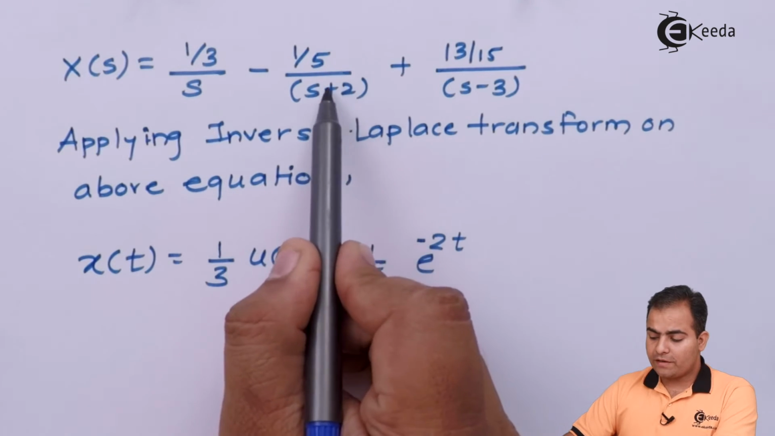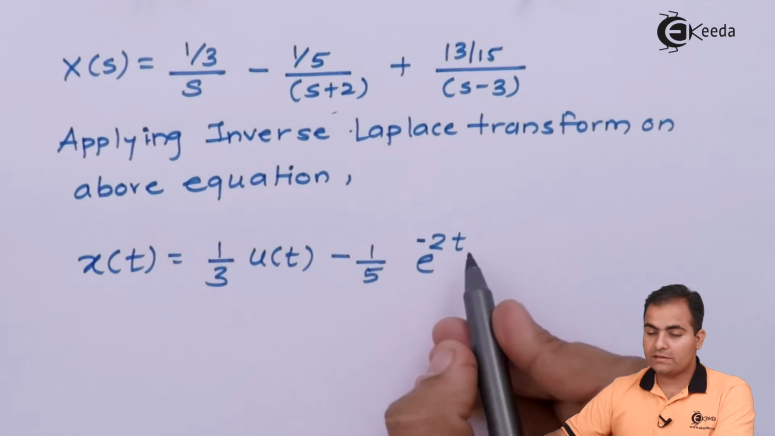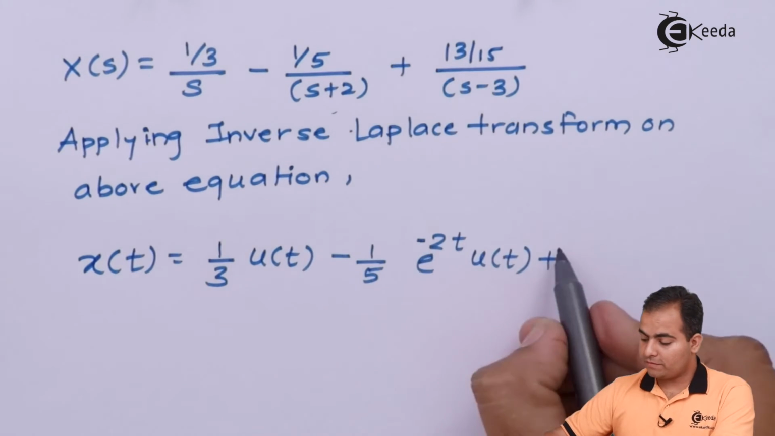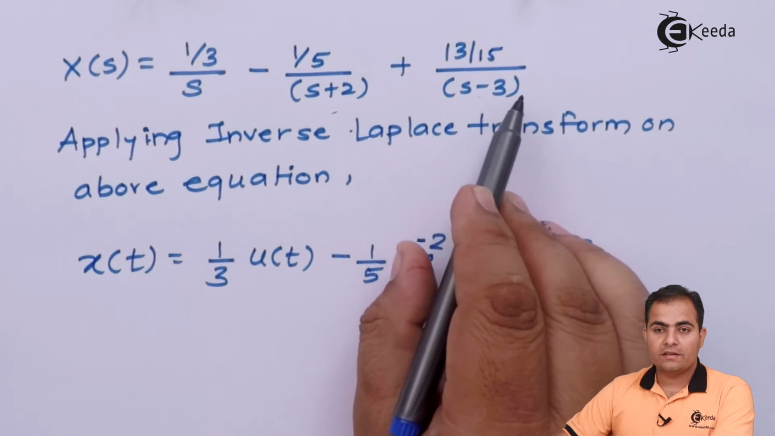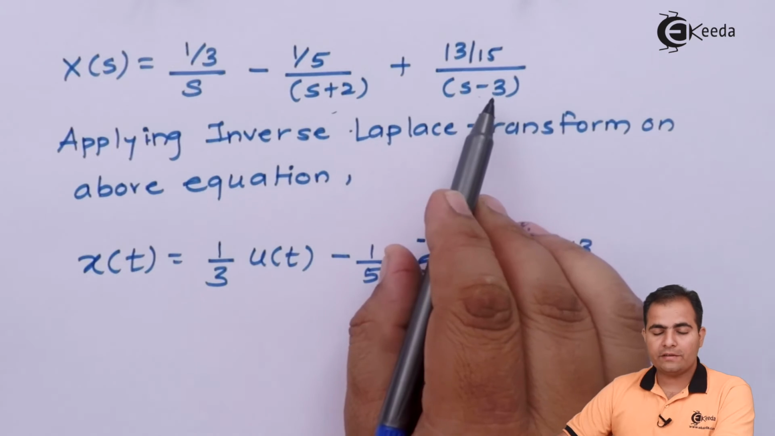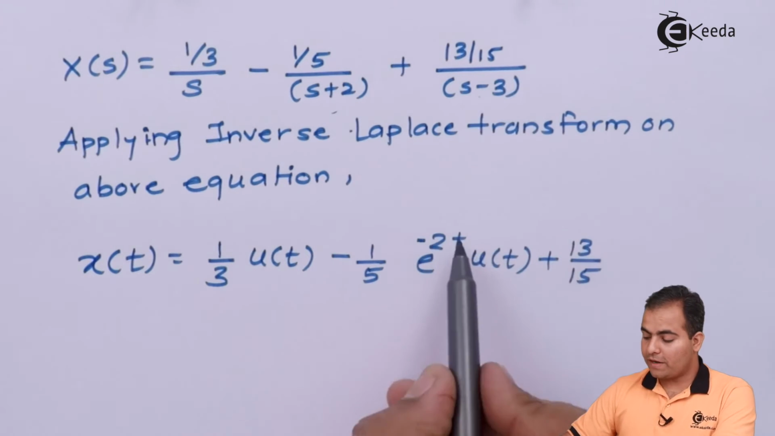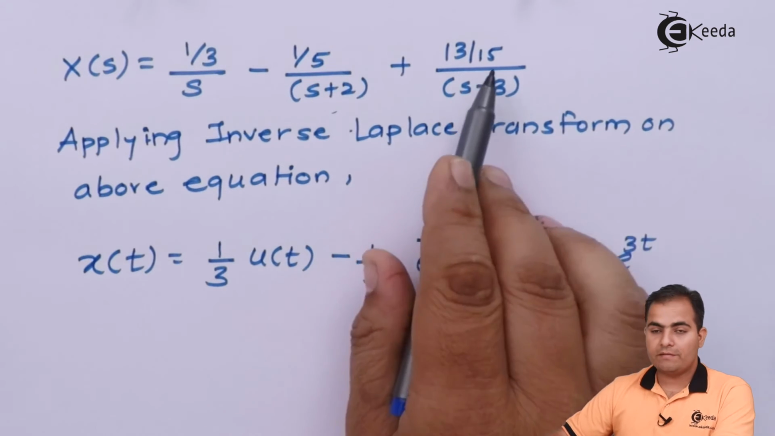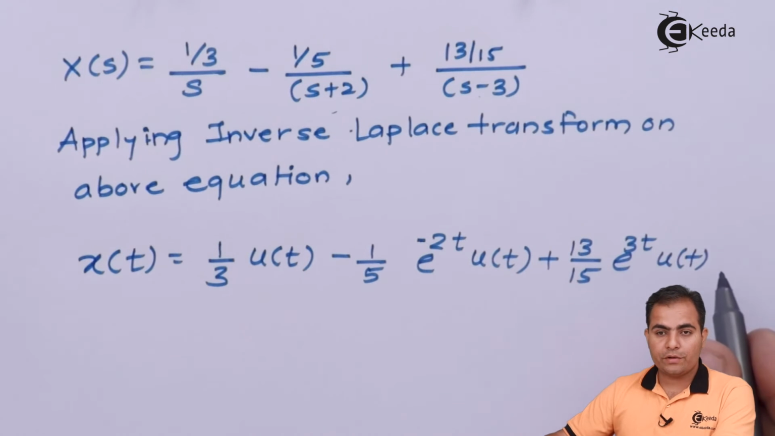Now after removing these two, what we will get? 1 by s, and we know that inverse Laplace transform of 1 by s is unit step. Now 13 by 15 I will write first because it's a constant. Again we have a minus 3, so we can use the frequency shifting property. Here we have a minus 3, which means we have to multiply this t by plus 3. And 1 by s is nothing but unit step. Now take all the u of t common.